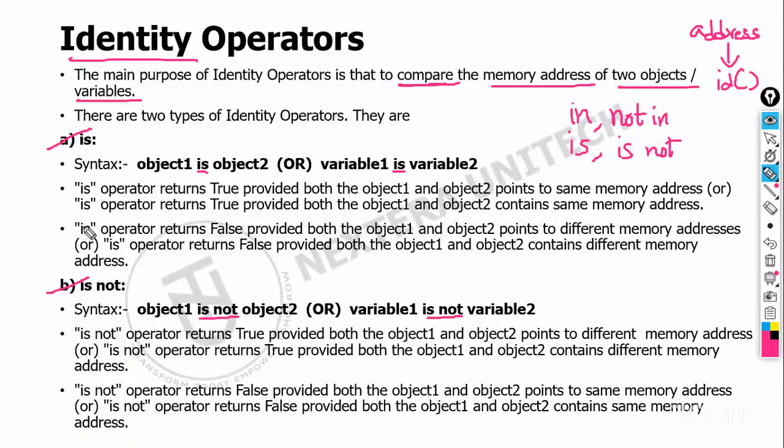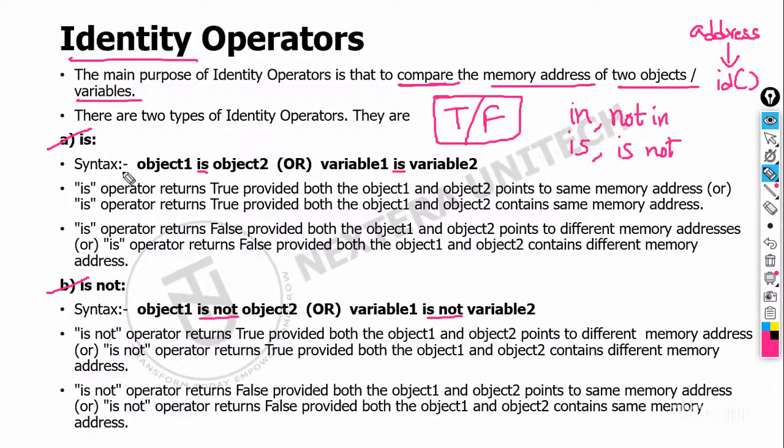Making sense? Right. Now let us understand what the output will be for identity operators. Again, we'll get true or false as an output. Whether it is a relational operator, logical operator, membership operator or even identity operator, the output will be true or false. That's it.